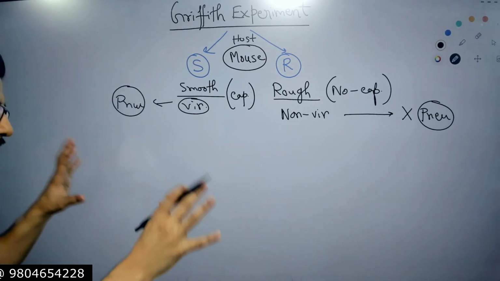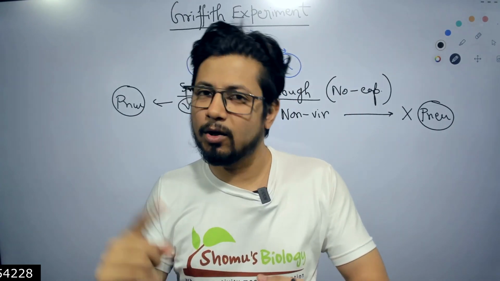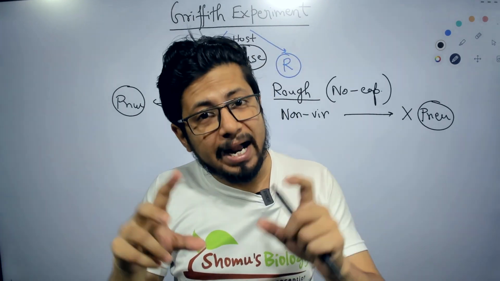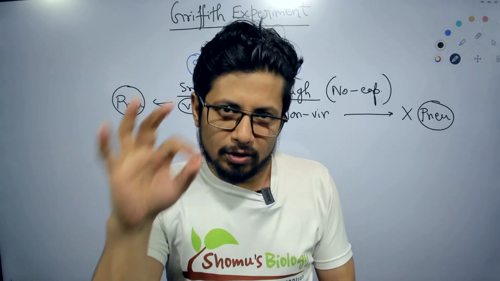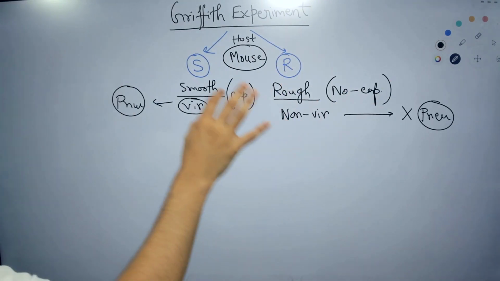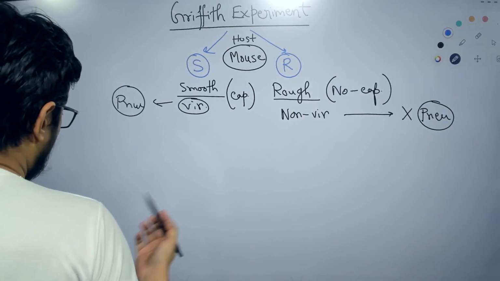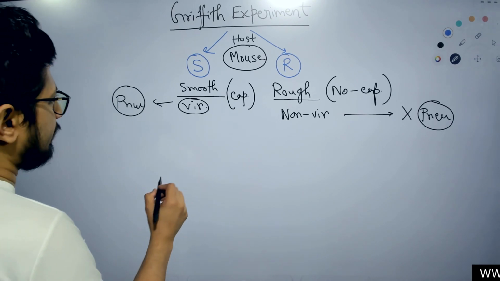So what he wanted to understand is whether S can cause pneumonia or R can cause pneumonia, or S and R in combination cause pneumonia or not. So let's now form Griffith's experiment table, and this is the famous table that we want you to understand. And there are three separate situations that will come in.